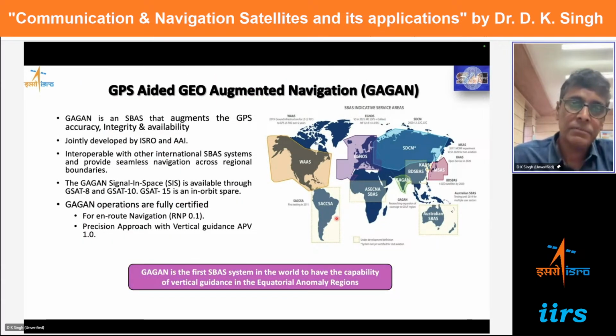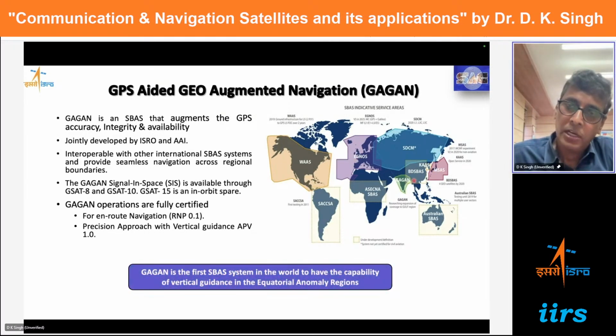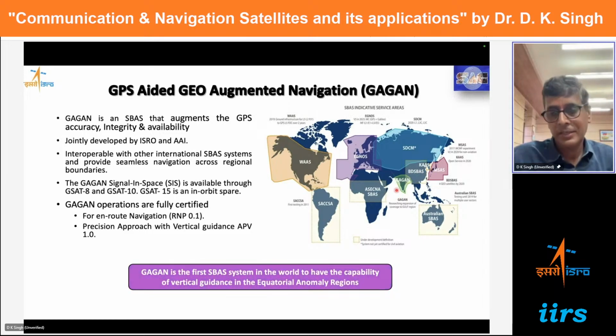Now this is Gagan, which is called GPS Aided Geo Augmented Navigation. We have this system placed on 3 of our geostationary satellites called GSAT-8, GSAT-10 and GSAT-15, and we got the certification where this system is certified for en route navigation. There are different certification numbers called RNP, Required Navigation Performance 0.1, and the precision approach with vertical guidance, which talks about certain standards used by the Airports Authority of India based on international standards. We are the one which will fill the gap existing between currently EGNOS and MSAS. So any aircraft which enters our region can use the Gagan system.